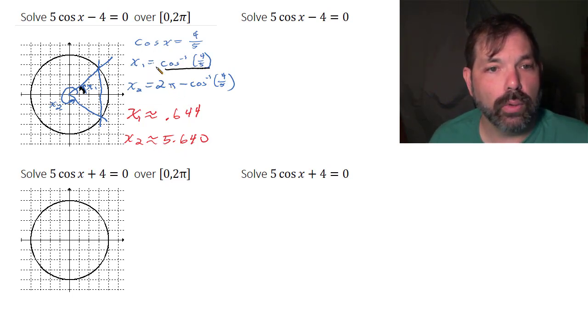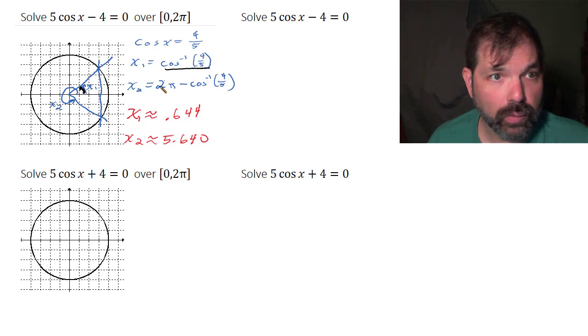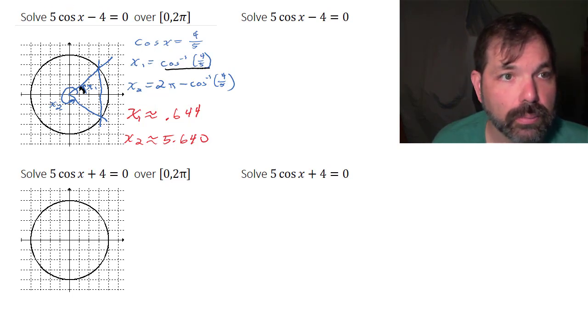Alright, so what I wrote in blue was exact. Cosine inverse of 4/5 is exact. 2 pi minus cosine inverse of 4/5 is exact. What I wrote in red are approximations.